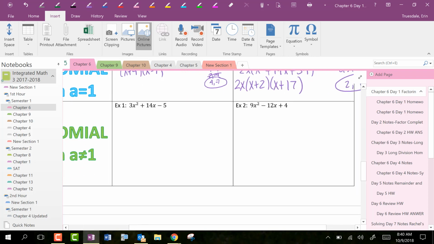Okay, trinomials where a is not 1. These were the ones we traditionally struggled on a little bit, where you have to split your middle term. So I need two things. There's no GCF, so I need two things that multiply to 3 times negative 5, so negative 15, and add to 14, the middle term. Two numbers that multiply to negative 15 and add to 14.